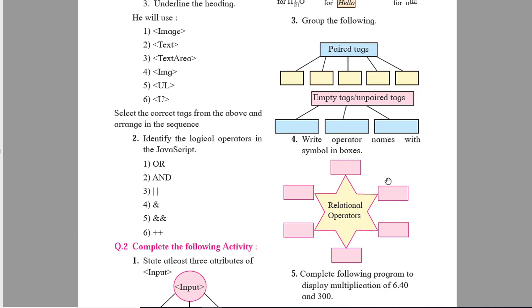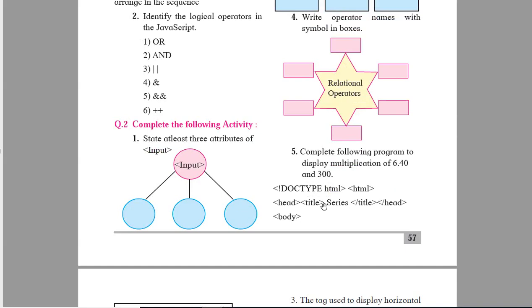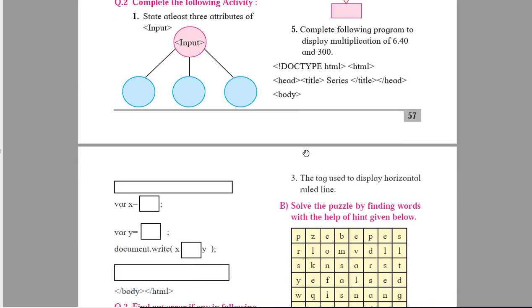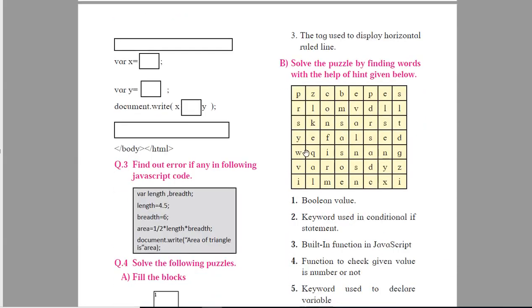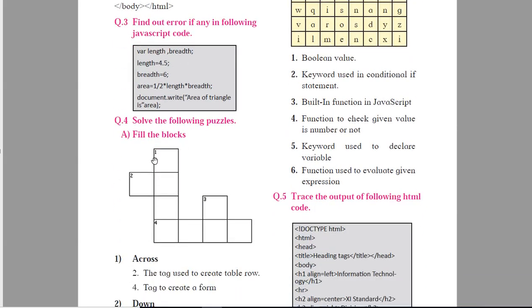This question is based on JavaScript, so you all will not prepare this question. The next is the program of multiplication is given. Again, this is a program of JavaScript, so you all will not perform that question. Next is question number 3. It is again based on JavaScript code, which is not there for you all this year, so don't attempt this question.